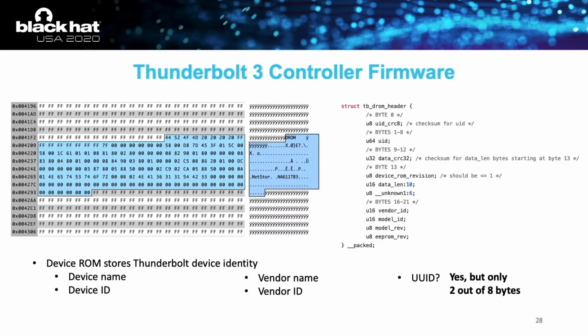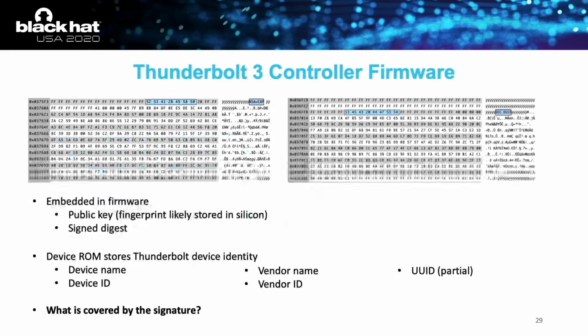Still, we would like to know whether there's a signature and whether we can change any of this without breaking that signature. Now, to answer the first question, yes, there's a signature, there's a public key and signed digest. Changing the public key doesn't really work, so probably the fingerprint is embedded somewhere in silicon. But still, it would be interesting to find out what we can change without breaking the signature. So what is covered by the signature?